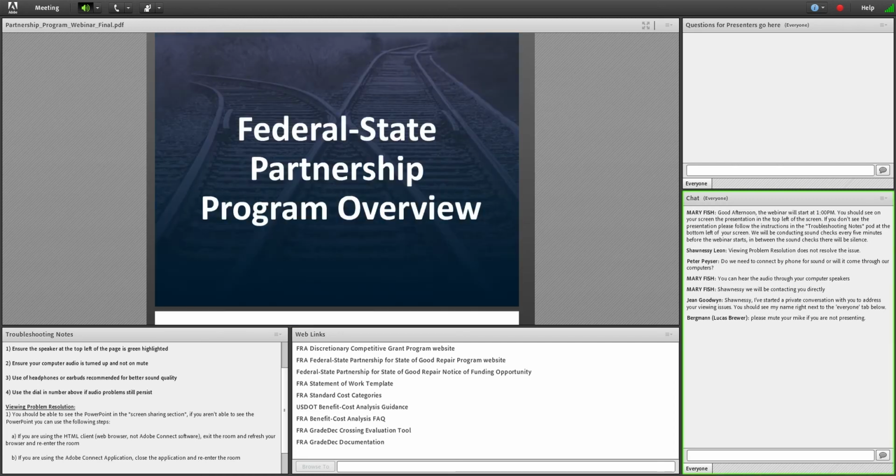All right, I'll take you through this first chunk of the presentation, which is actually an overview of the program, and walk you through some of the key features. The full name of the program is the Federal State Partnership for State of Good Repair Program. Since that's a bit of a mouthful, I'm going to generally refer to it as either the Fed State Partnership or the Partnership Program for short.